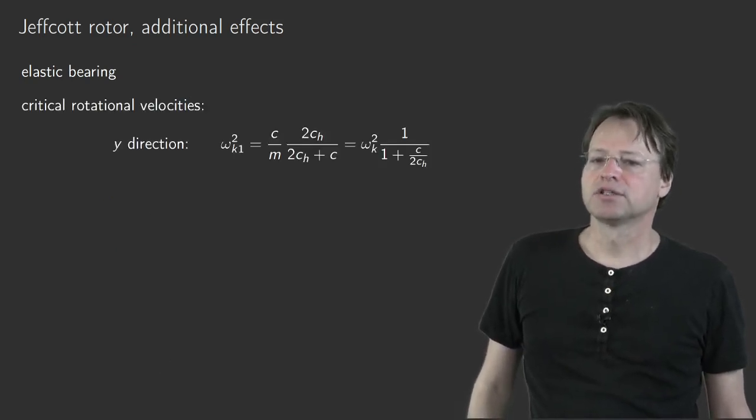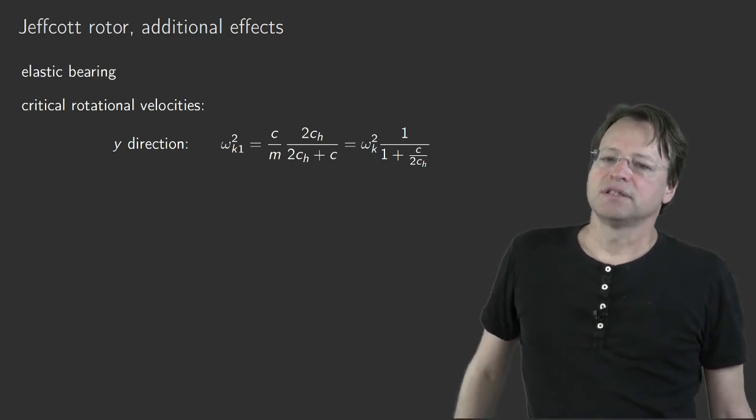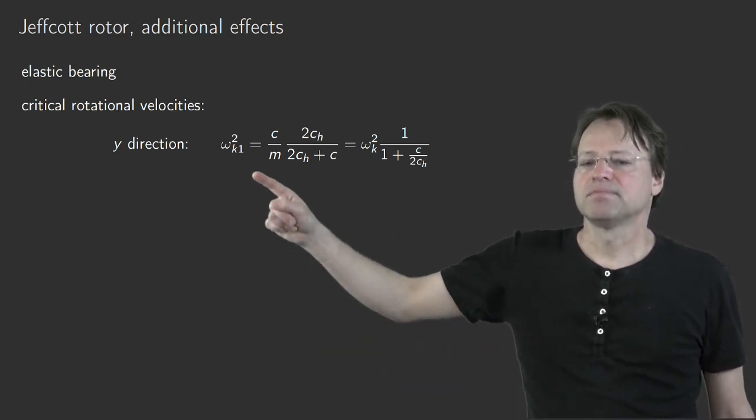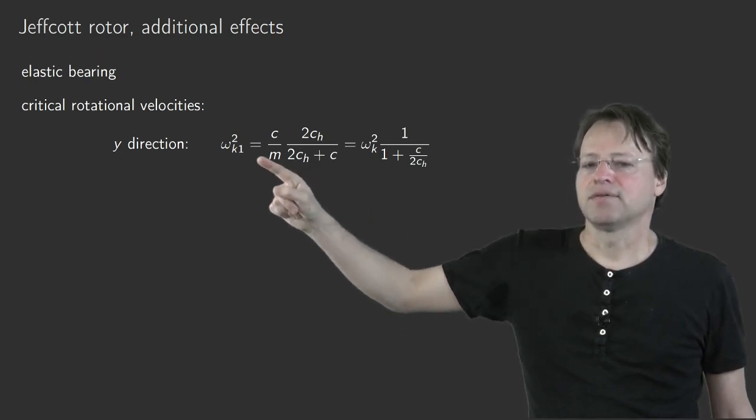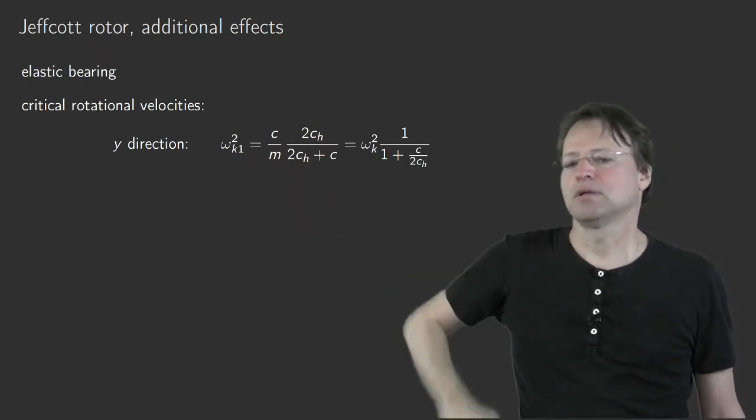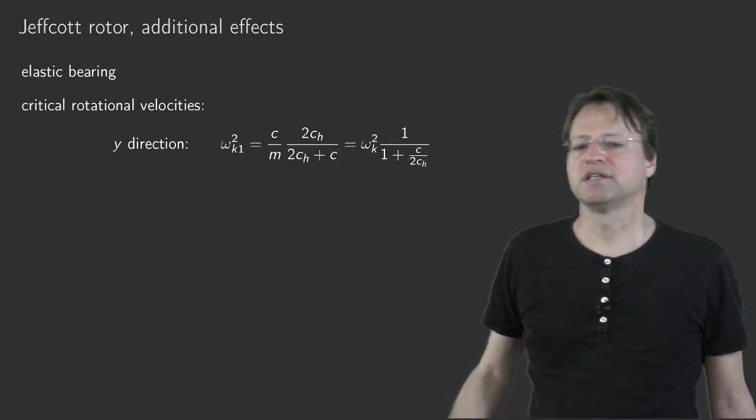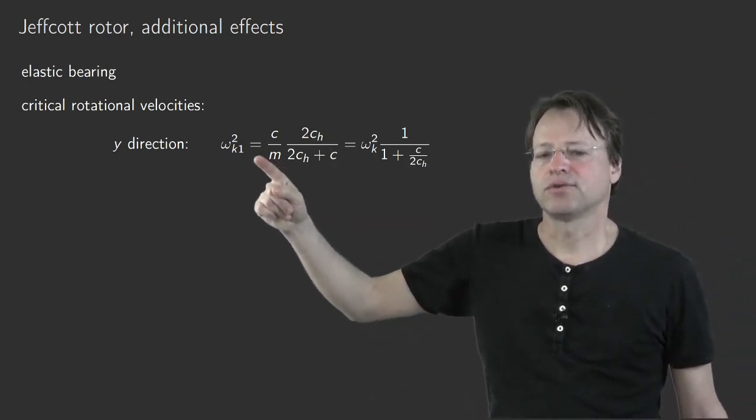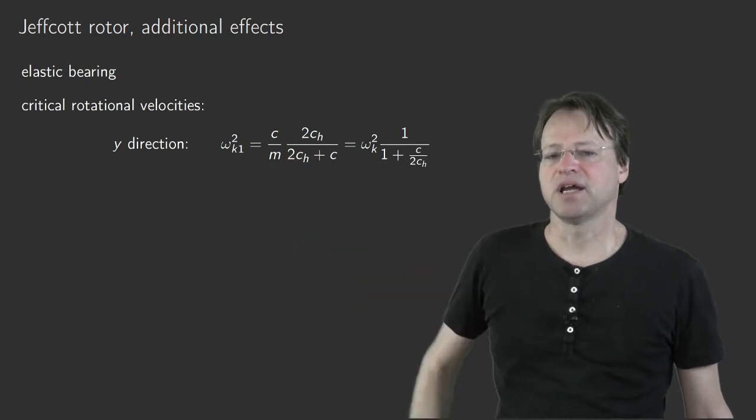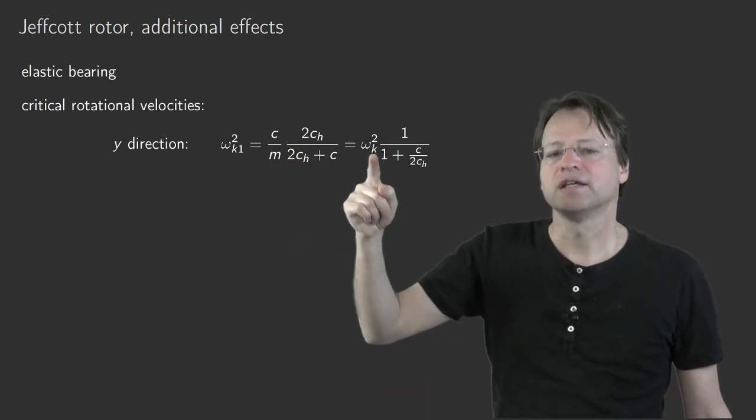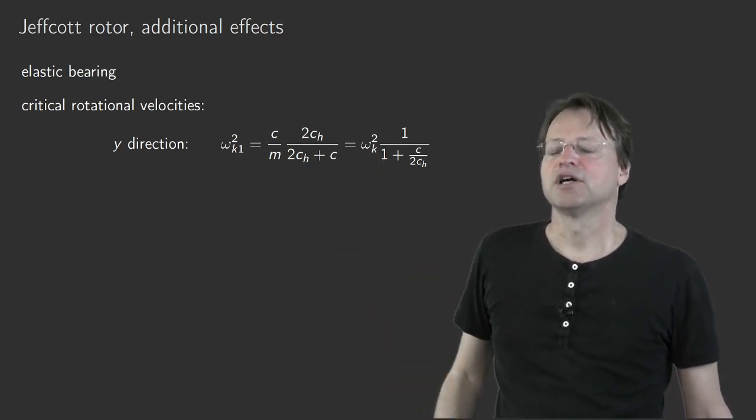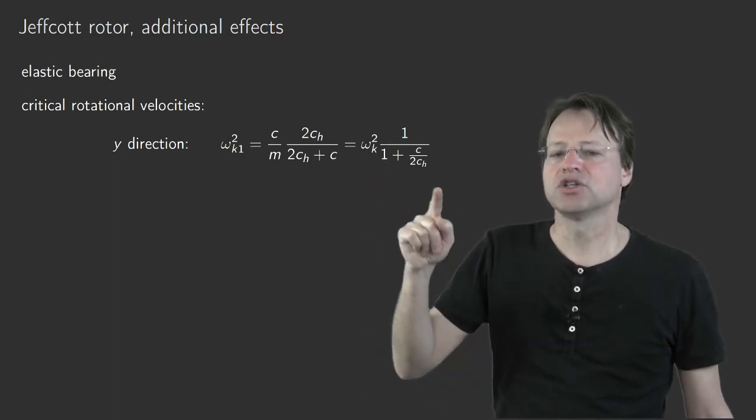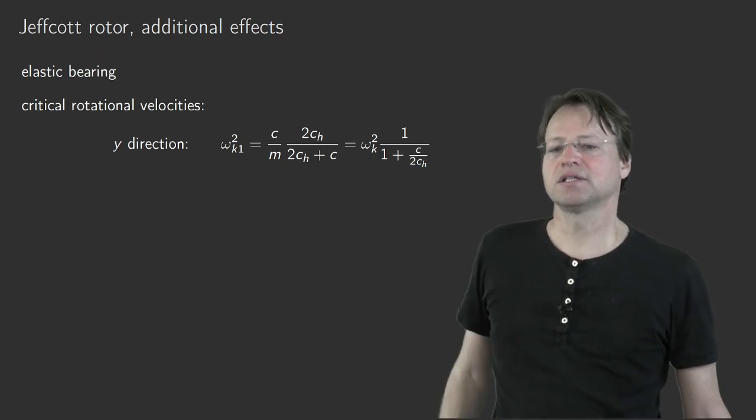So let me summarize these critical rotational velocities here. We compute them by dividing the equation by m, and then either we take omega k squared here or we have to take the root of that expression. So what you get as a first term here, c divided by m, as the first factor, is omega k squared related to the classical Jeffcott rotor. And then there is an additional term, and now let's discuss this additional term.